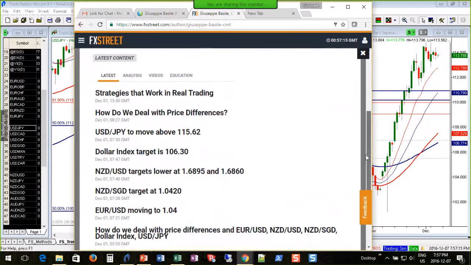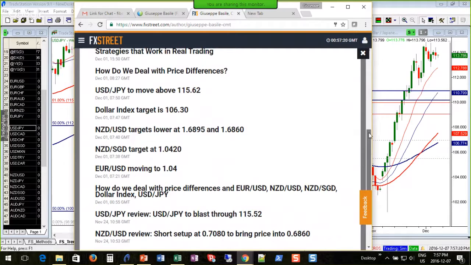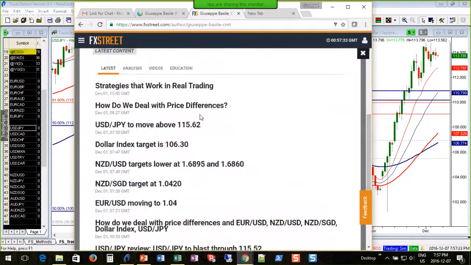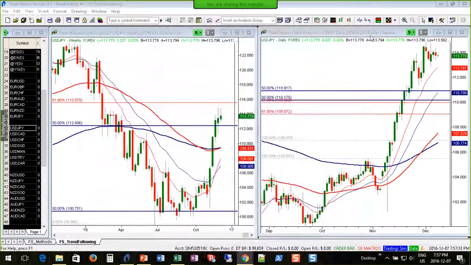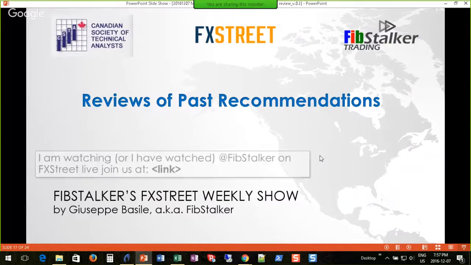Okay, so for accountability here, it's important always to see why we make some recommendations, where those recommendations are going, and most importantly, to keep in mind that our method is aligned with the kind of expectancy we anticipate from the method itself. All right, and this concludes this part on the reviews of past recommendations.